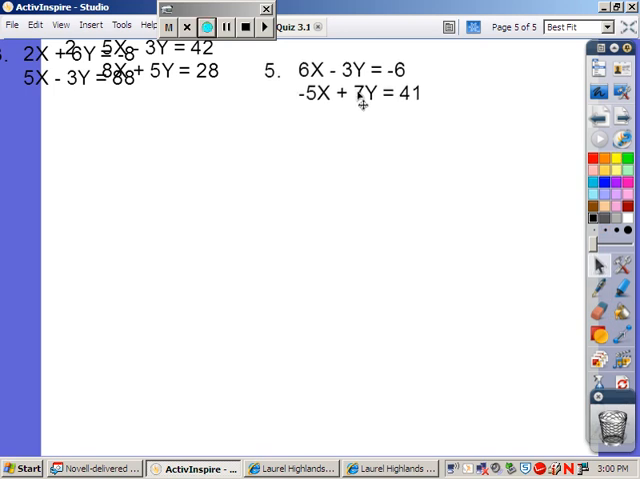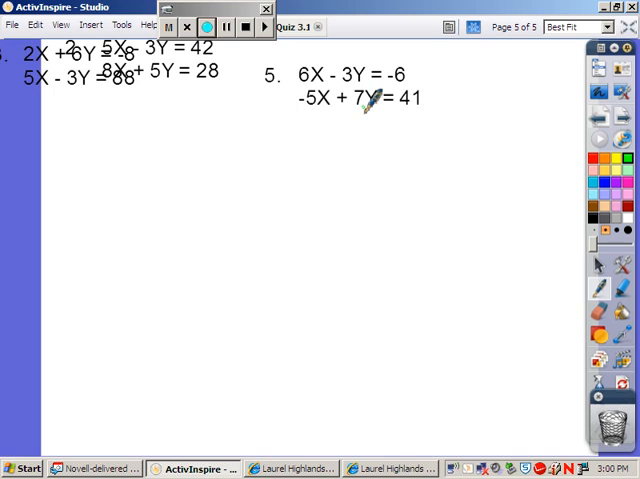If you look at it like this, once again, I'm in a position where the 5 won't cancel the 6, and I can't turn a 5 into a 6. The 3 won't cancel the 7, and I can't really turn a 3 into a 7. So it's going to be one of those scenarios where I have to multiply them both. Once again, the smallest number these go into is 30. The smallest number that these go into is 21. So I'm going to go with that.